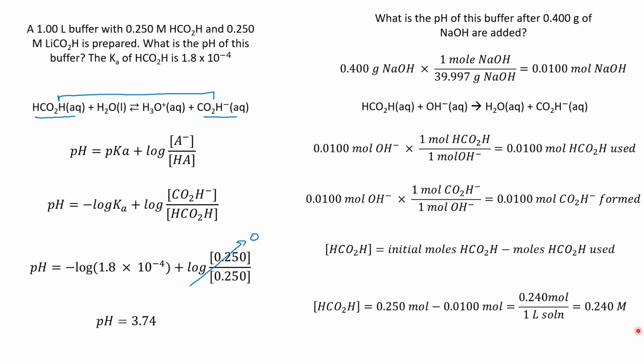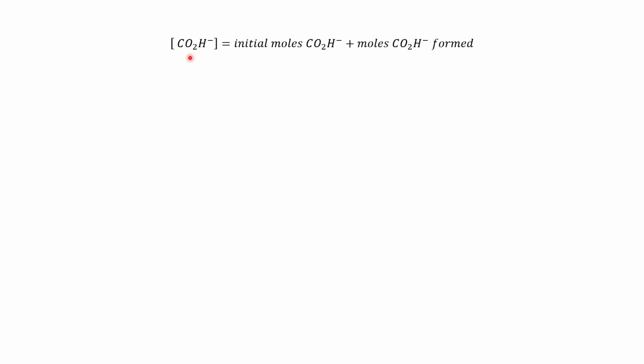Okay, let's continue this calculation because, of course, I need to get my concentration of my conjugate base. So for my conjugate base, my formate ion, I have my initial moles of formate that I had in the buffer, but now I have more because, of course, my formate anion was a product when I added my sodium hydroxide. So I started with my 0.25 moles. I've added 0.01 moles, again dividing by 1 liter of solution because this buffer is 1 liter. And my concentration of formate is 0.26.